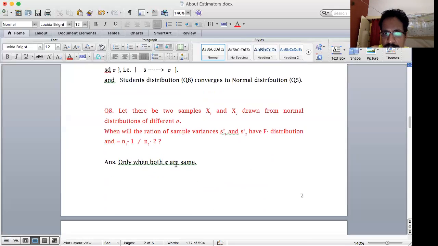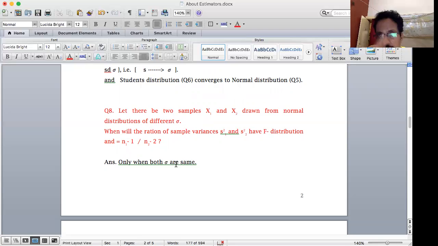So let there be two samples, x1 and x2, which are drawn from two normal distributions, one having standard deviation say sigma 1, another having standard deviation sigma 2.